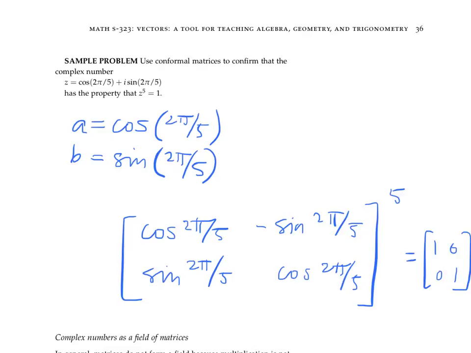And lo and behold, what complex number does that represent? Sorry, that looks like a 6. That should be a 0. That is 1 plus 0 times i, which is just 1. And so sure enough, that means that that number, raised to the 5th power, is equal to 1.